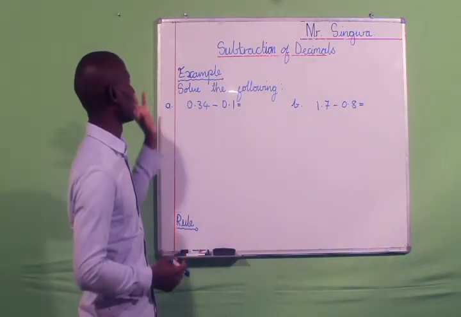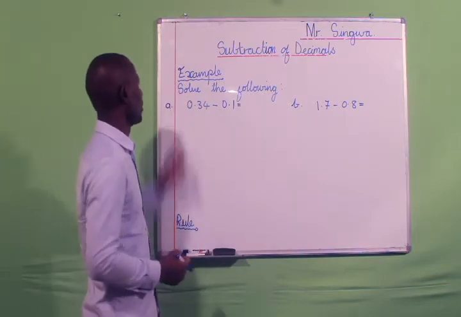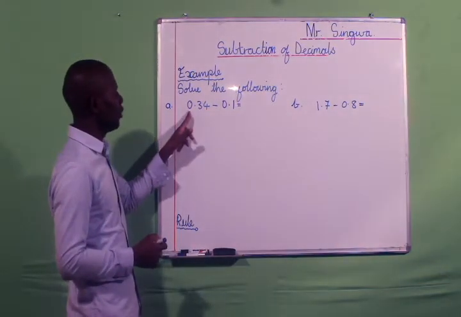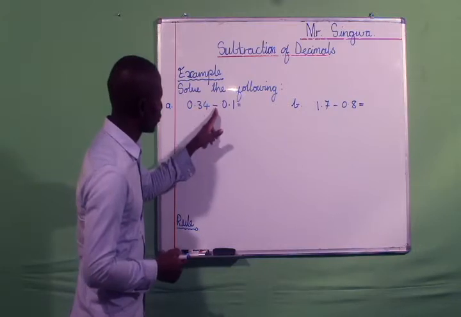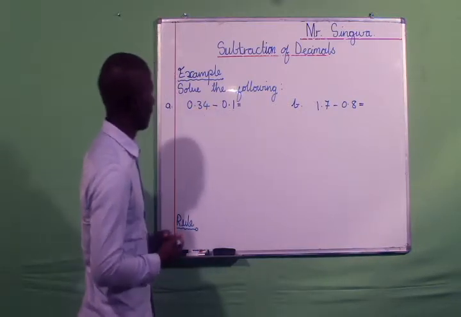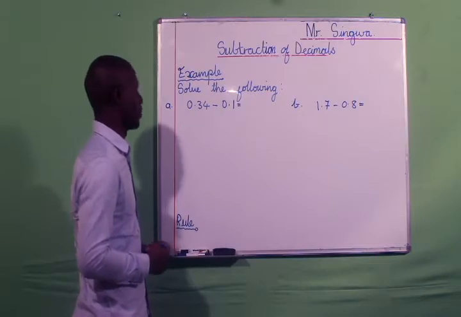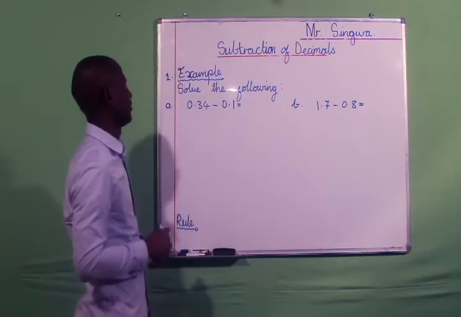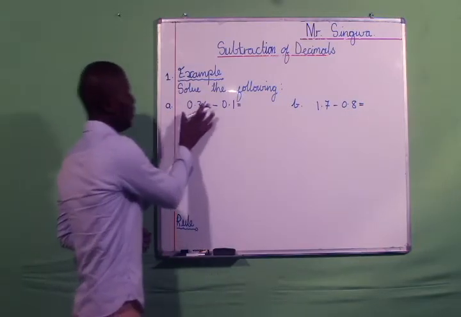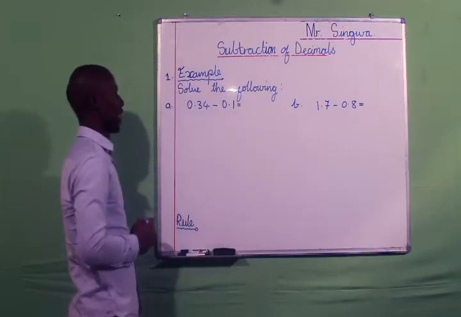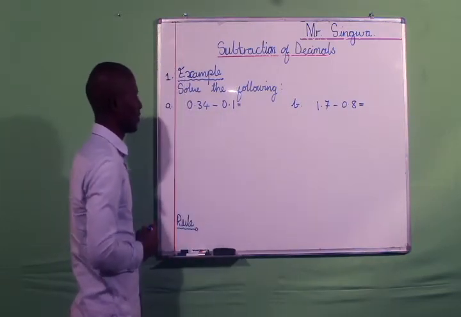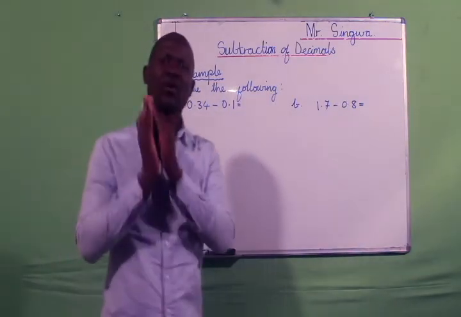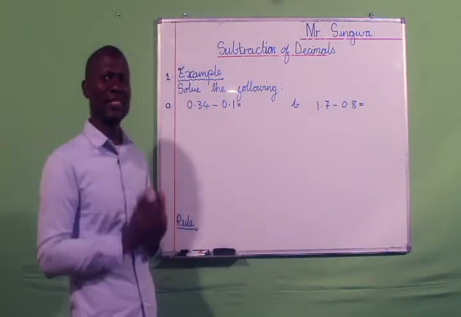For example, we are given this example. Example number 1, solve the following. A, 0.34 subtract 0.1. What are we supposed to do? Like I said, I'll give you this as example number 1, A. When you are given this one to solve, please remember, do not disturb the question. The question must be intact just like that.